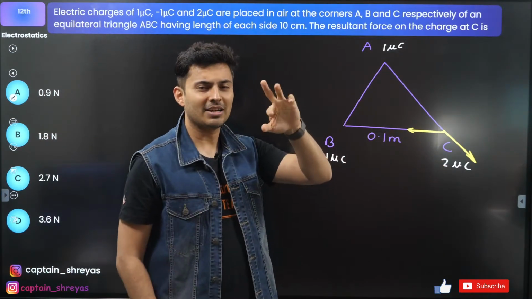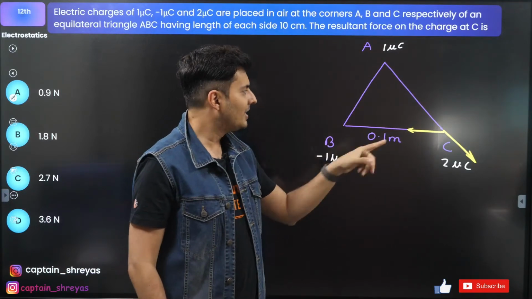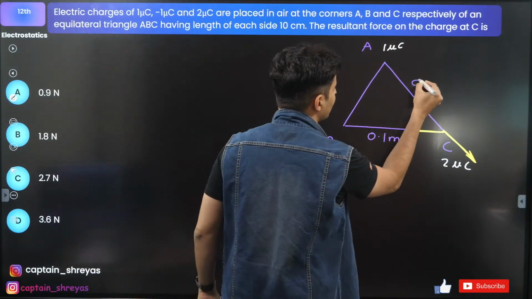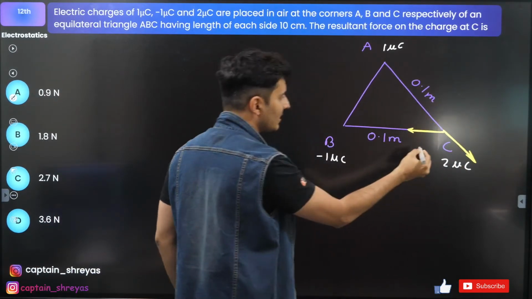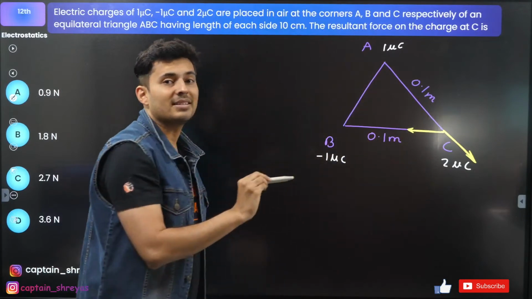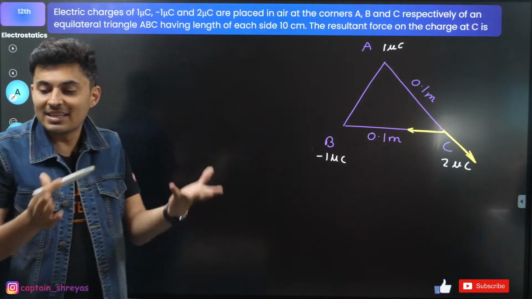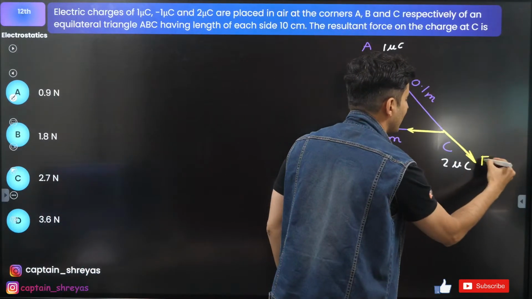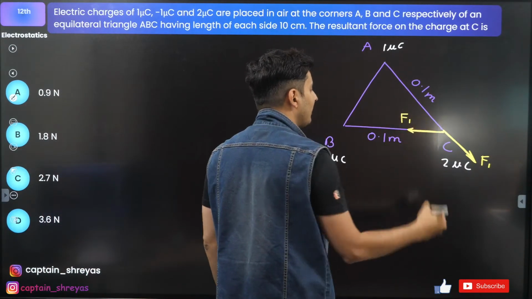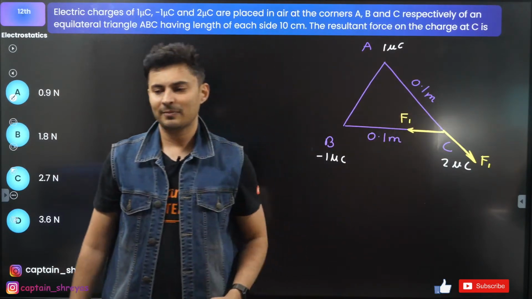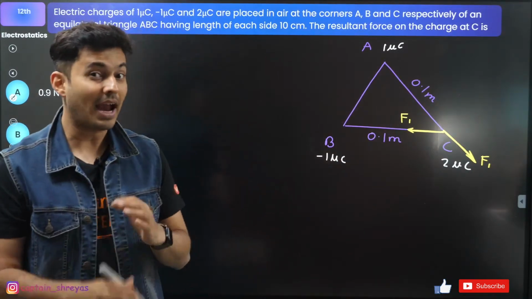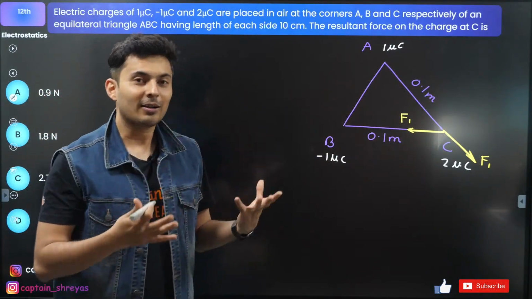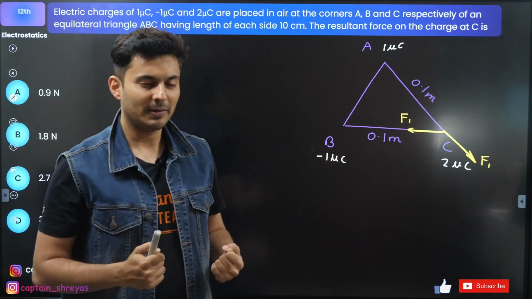The product of the charges is same magnitude wise. Distance 0.1 meter, 0.1 meter. Obviously, it's an equilateral triangle. This is also going to be 0.1 meter. Distance is same. Product of the charges is same. Magnitude wise, obviously they will be same. Perfect. So if I label this force as F1, obviously this will be also F1. If this is F1, that is also F1, magnitude wise. Now that will help me, the calculations might be a little bit easier.